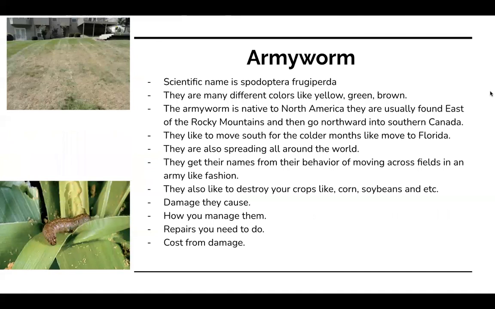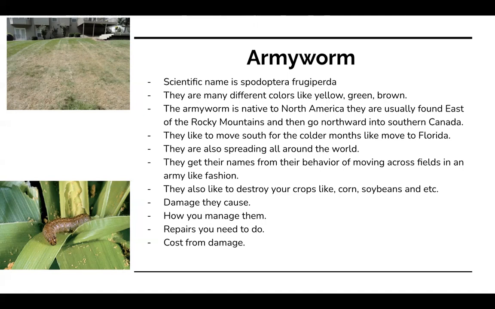So I did armyworm. The scientific name is Spodoptera frugiperda. They come in many different colors, like yellow, green, brown, gray, greenish yellow, like the picture in the bottom left. The armyworm is native to North America. They're usually found east of the Rocky Mountains and go northward into southern Canada, but they're not really a big fan of the cold, so they like to move to southern states like Florida for the winter.